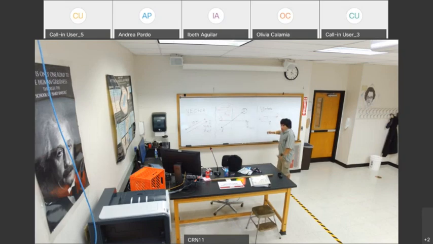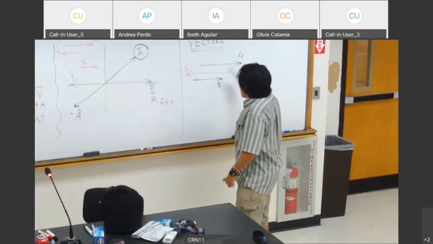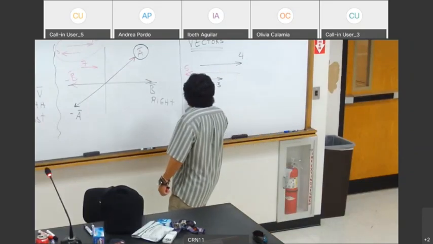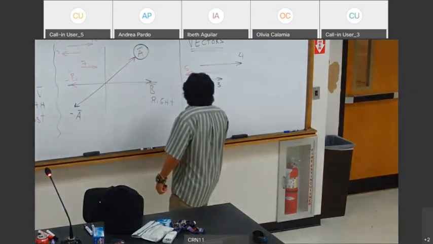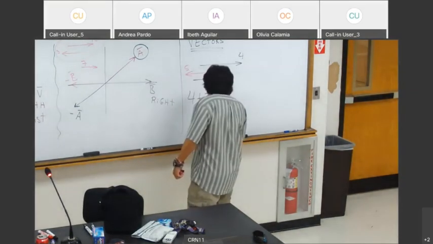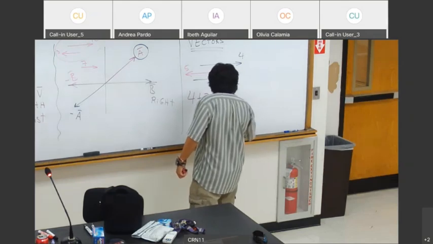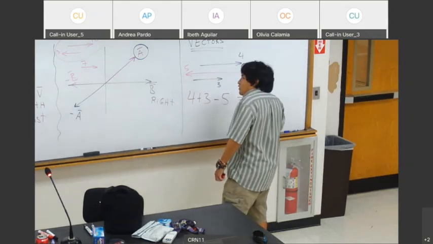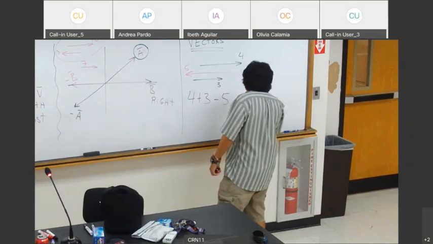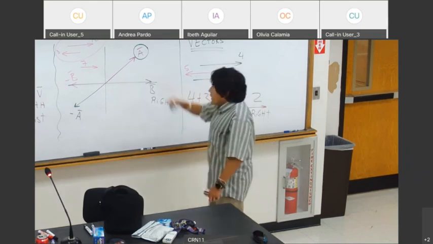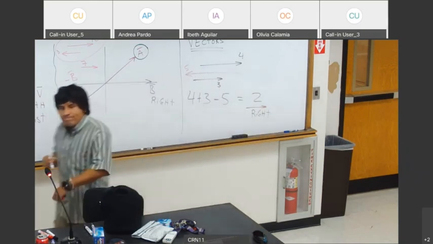The overall will be what? 4 and 3 are going to the right. So you say 4 plus 3, but then this is going to the left, so I subtract 5. And that will give me 2, but not just 2. 2 to the right.